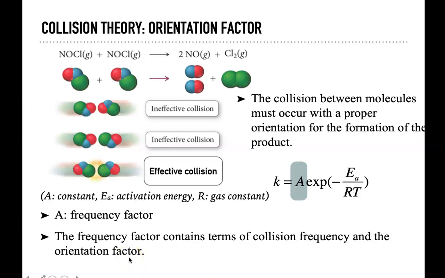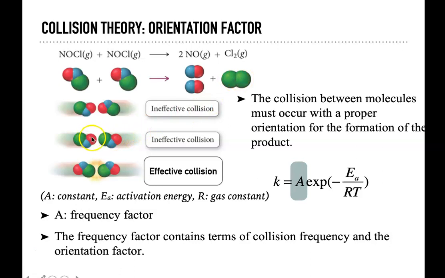Let's think about the orientation factor. We have two NOCl molecules colliding with each other, forming two NO, nitrogen oxide, and a chlorine molecule. The orientation is nitrogen at the center, and oxygen and chlorine at the terminal positions, with a little bit of a bent shape. When they collide with oxygen facing each other, the reaction cannot occur because they need to form a chlorine molecule. Chlorine needs to be in direct contact with chlorine to form a single bond between them.